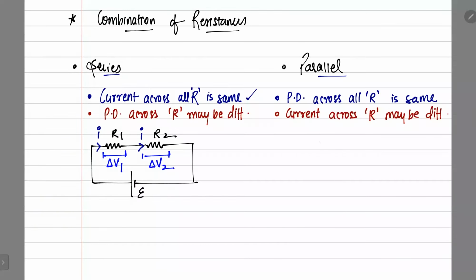Also, let's talk about parallel combination. The parallel combination looks like this.